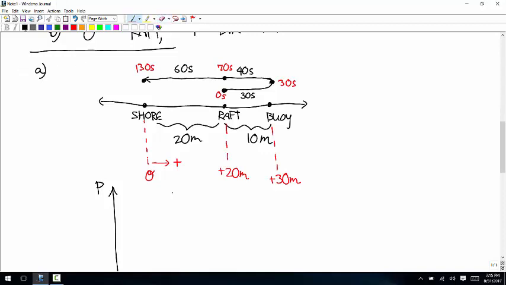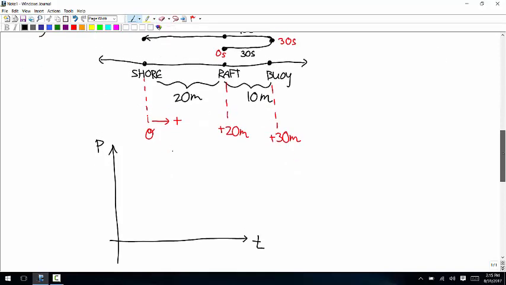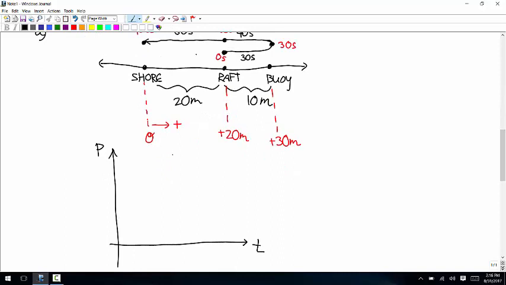Okay, so now we can just read all these values and put them on here. The times that matter are 0 seconds, 30 seconds, 70 seconds, and 130 seconds. And then the locations that come up, the only position values that I have written up here are 0, 20, and 30. So I'm going to label those 0, 20, and 30.